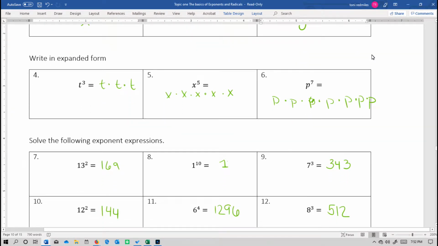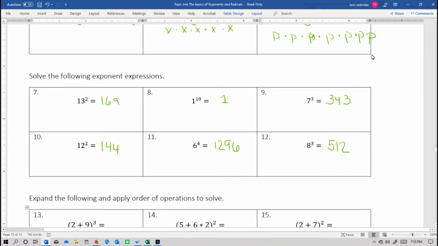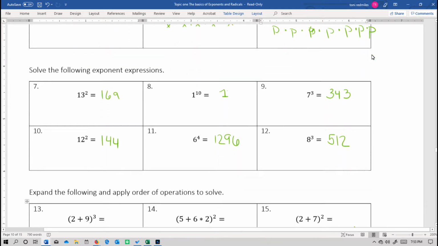Now we're going to expand them. We're going to make them big. So remember, this is what is being multiplied. So t is being multiplied 3 times. So t times t times t. This one, x is being multiplied 5 times. So x times x times x times x times x. And this one, p is being multiplied 7 times. So p times p times p times p times p times p times p. There's a 6 written there that's just off in the distance.